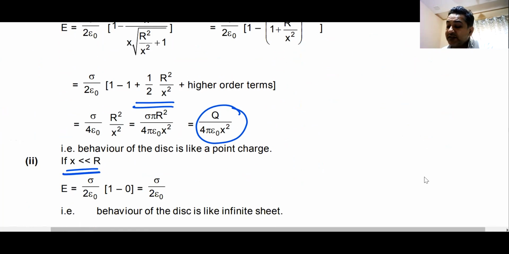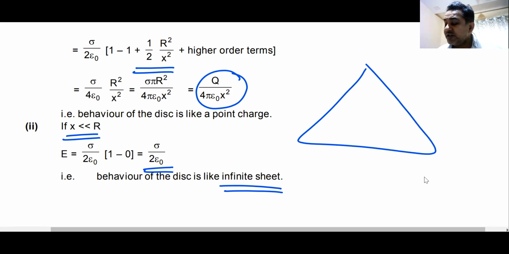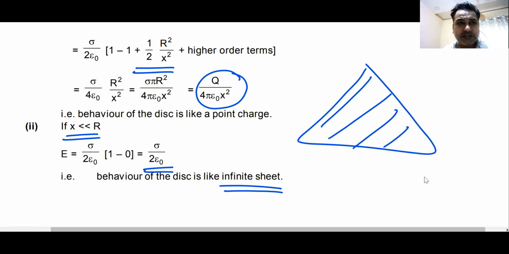If x is very large compared to r, we get the earlier formula. If x is very small compared to r, it becomes an infinite sheet. For example, if this is a circular sheet and the point is very close to that sheet, that point will not be able to tell whether this sheet is circular or infinite. So for points very close, if you have a triangular sheet or a rectangular sheet or any size of sheet, the formula will always be sigma by 2 epsilon naught.